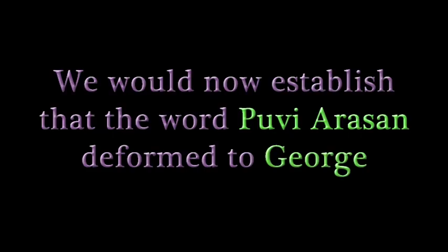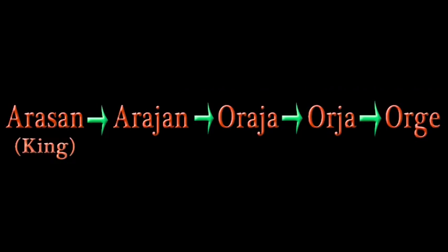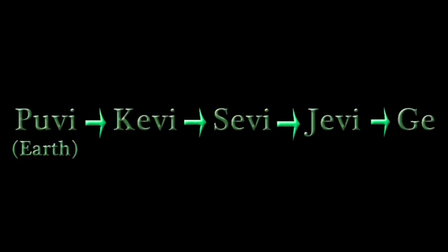We would now establish that the word Puviyarasan deformed to George. The word Arasan, meaning king in Tamil, would deform as Orje: Arasan, Arajan, Oraja, Orja, Orje. The word Puvi deforms to G as follows: Puvi, Kivi, Sevi, Jevi, G. You might think that this derivation, that is, Puvi to G, is far-fetched, but it is not so.